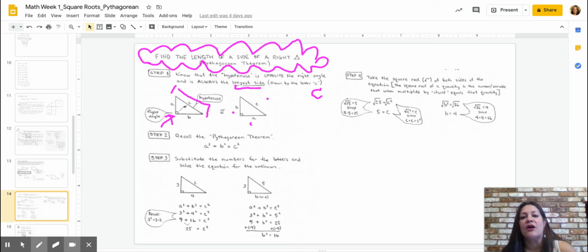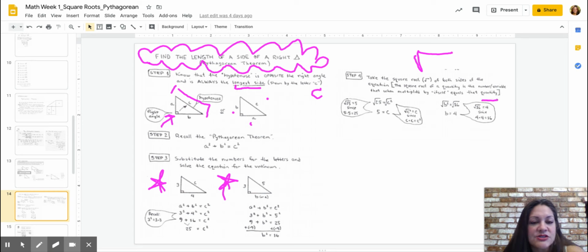Step 2, recall the Pythagorean theorem. A squared plus B squared equals C squared. Step 3, substitute the numbers for the letters and solve the equation for the unknown. Okay, so you'll see we'll plug it in right there. Here's an example here. Over to step 4, take the square root. This is shown by this radical sign, of both sides of the equation. The square root of a quantity is the number or variable that when multiplied by itself equals that quantity. Okay, so it's just reminding you these are both perfect squares.